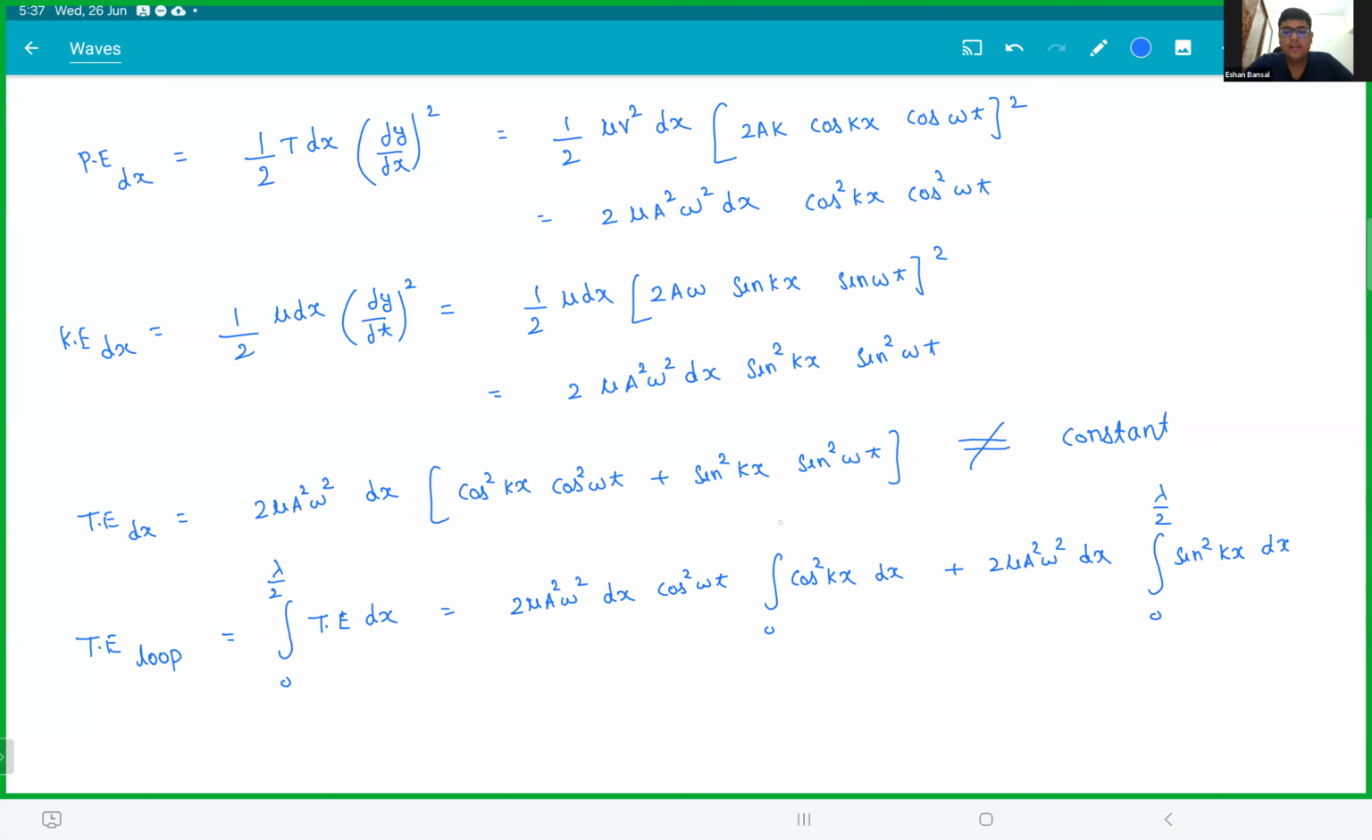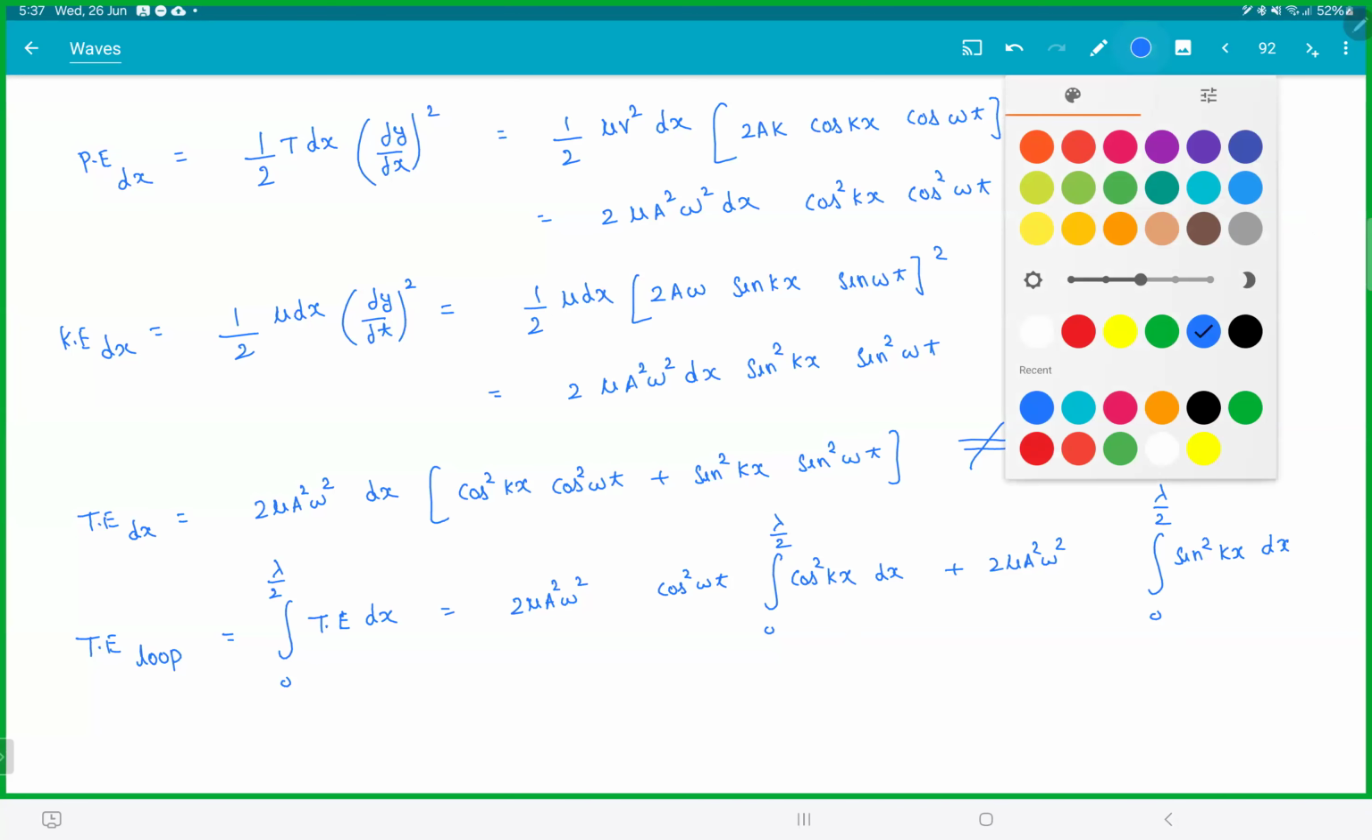Sir, how did you get the dx outside? I don't get it. No, it will be inside. How will we integrate cos square kx? It is (1 plus cos 2kx) by 2. When you integrate this, it would be lambda by 2 plus sin 2kx, where k is 2 pi by lambda, and when you substitute lambda by 2, this will cancel. That will become sin 2 pi, which is 0. So the second term goes away in both cases.